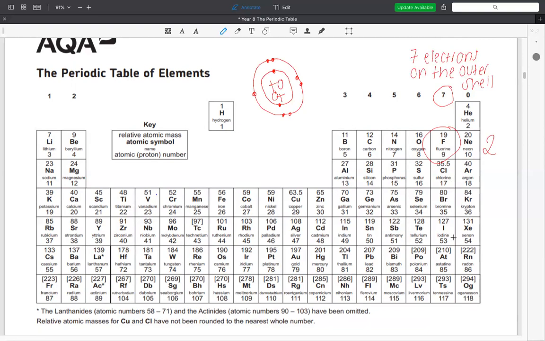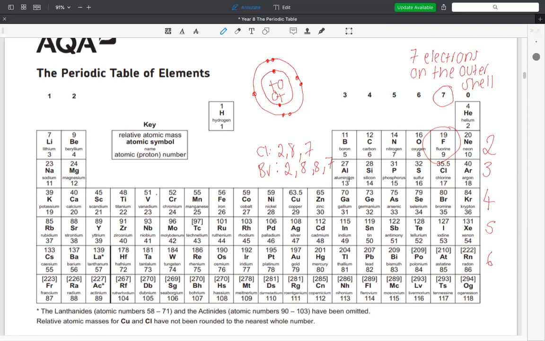And chlorine, bromine, iodine and astatine will all have 7 electrons on the outer shell, but the difference will be that chlorine will have 3 shells, bromine will have 4 shells, iodine will have 5 shells, and astatine will have 6 shells. So for example, chlorine is going to have the first shell with 2 electrons, second shell with 8 electrons, and then the third shell with the 7 electrons. To go over another example, bromine, 2 electrons in the first shell, 8 electrons in the second shell, 8 electrons in the third shell, and 7 electrons in the fourth shell. So the outer shell is always going to have the 7 electrons.